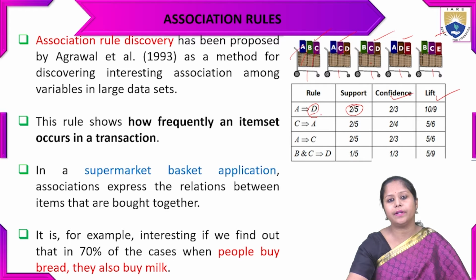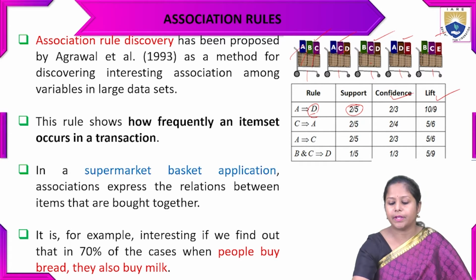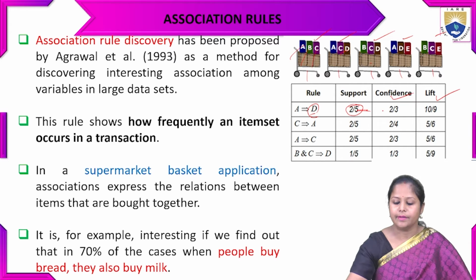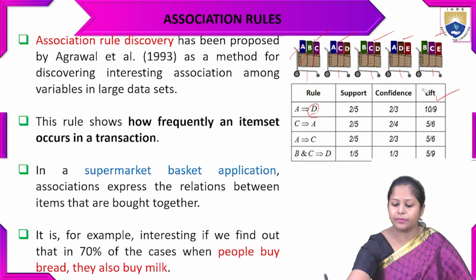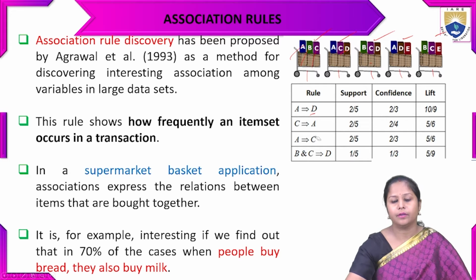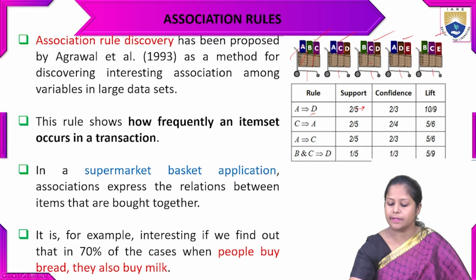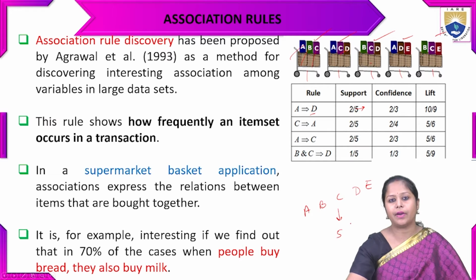So what are the different items occurring in A and D together? That will be divided by the items in the cart. The total number of items is 5: A, B, C, D, E. So these are the 5 items.